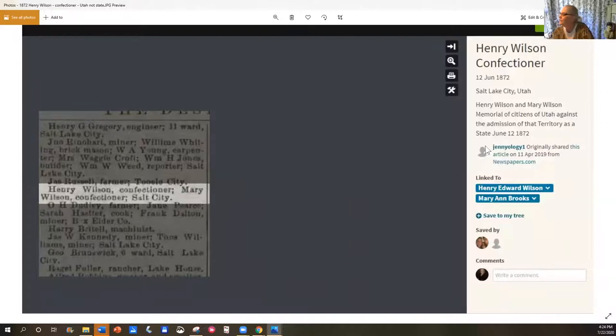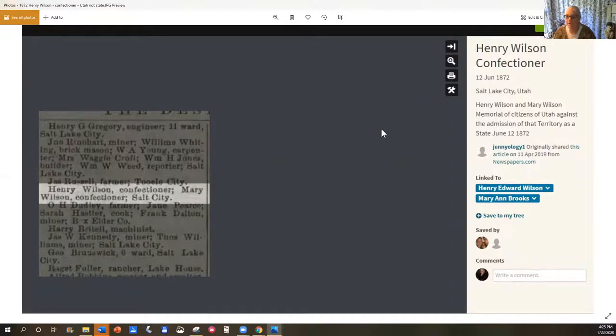But they've written over here on the side that they originally got this article from newspapers.com. And that it says that Henry Wilson and Mary Wilson are part of a memorial of citizens of Utah against the admission of the territory to the state in 1872. So it sounds like this possible Henry Wilson and his wife Mary might have been against Utah becoming a state. So how do you prove it? I know nothing about these people. They're not even my blood family, but let's see, how can I prove it?